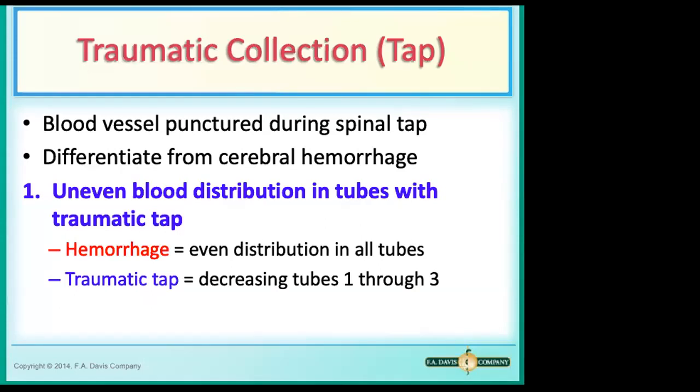When there is blood that is coming from a cerebral hemorrhage, like intracranial bleeding, it would be distributed evenly throughout the 3 different tubes.